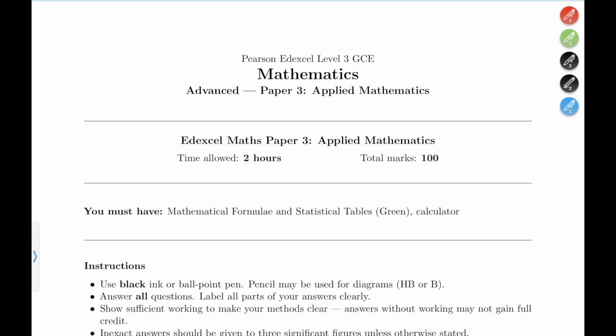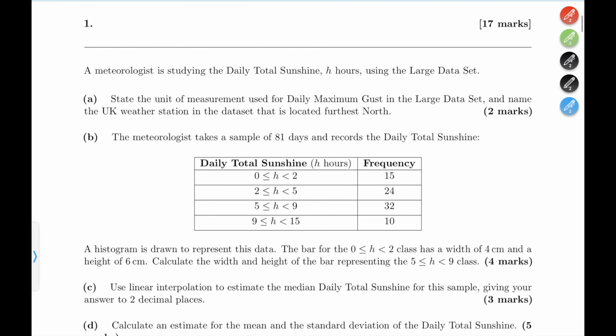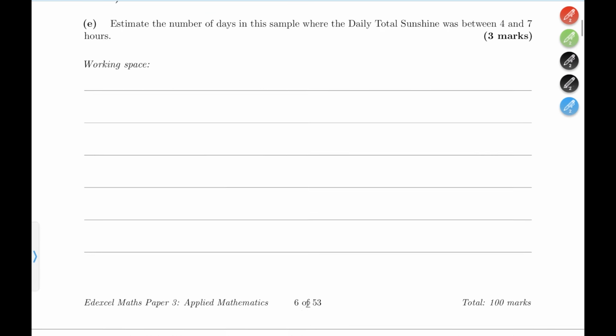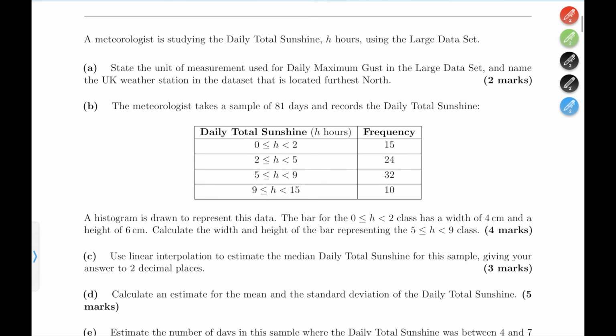And without further ado, we can just go straight into the first question of this paper. So we've got a large data set question again, and it's asking for the unit of measurement used for daily maximum gust and the furthest north UK weather station. So we know that daily maximum gust is in knots. That's just something we should know. And again, we should know that the furthest north weather station is Leuchars, or however you want to say it. So that's part A done.